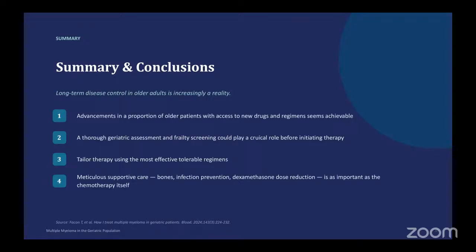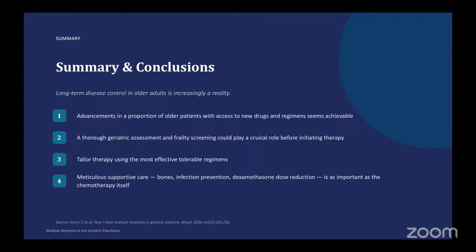Thirdly, effective treatment should not automatically be withheld from older or frail patients. Instead, treatment intensity should be individualized and tailored to frail patients. And finally, supportive care is just as important as anti-myeloma therapy. Bone health, infection prevention, thrombosis prevention, neuropathy monitoring, renal protection, steroid minimization, those can all have major impacts on outcomes of older patients or geriatric patients with multiple myeloma.